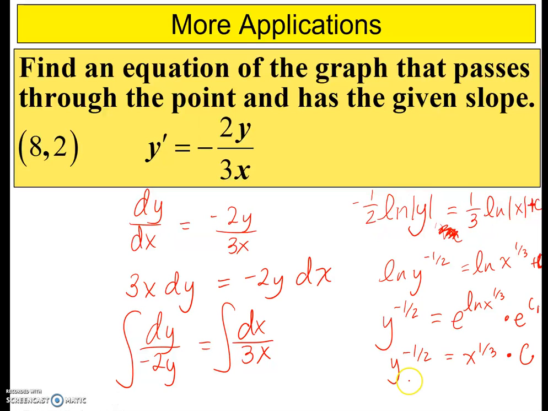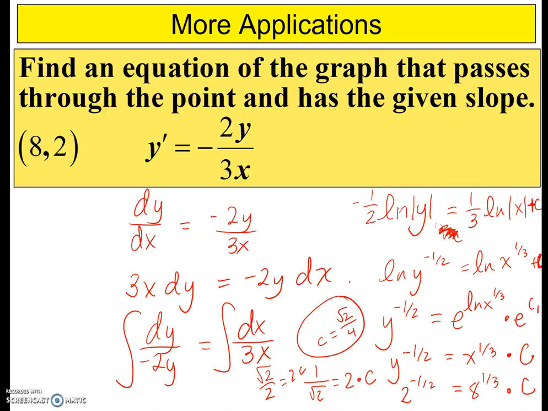And so then we're going to use our initial condition. So when y is 1/2, 2 to the negative 1/2 equals, so let's see what happens, 8 to the 1/3 times c. So we've got 1 over the square root of 2 equals 2 times c. So the square root of 2 over 2 equals 2 times c. And so c equals the square root of 2 over 4.